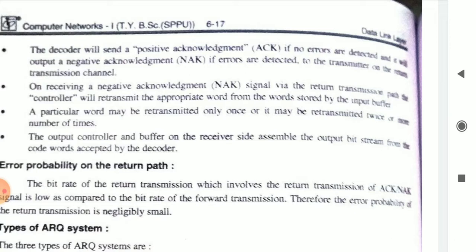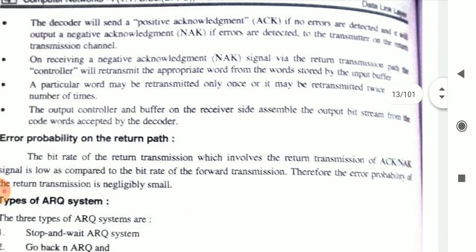On the transmission channel, on receiving a negative acknowledgement, NAK, signals via a return transmission path, the controller retransmits the appropriate word from the words stored in the input buffer. Okay, a particular word may be retransmitted only once, or it may be retransmitted twice, depending on the number of times it may be transmitted. The output controller and buffer on the receiver side assembles the output bit stream from the code words accepted by the decoder.